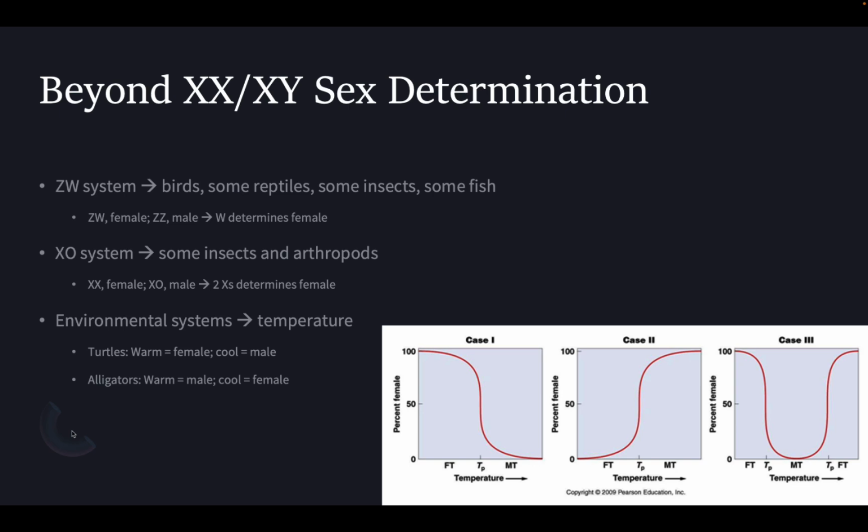There are some real funky ones, like temperature, so environmental systems. So, for example, in turtles, if the eggs are above a certain temperature during incubation, the offspring will be female. If the eggs are incubated at a cooler temperature, they'll be male. Alligators are the opposite. If the eggs are at a warmer temperature, they'll be male. If they're at a cooler temperature, they'll be female. And there are some where if the eggs are at either a very cool or a very warm temperature, they'll be female. But if they're at more of a middle temperature, they'll be male. So you have all of these differences here.